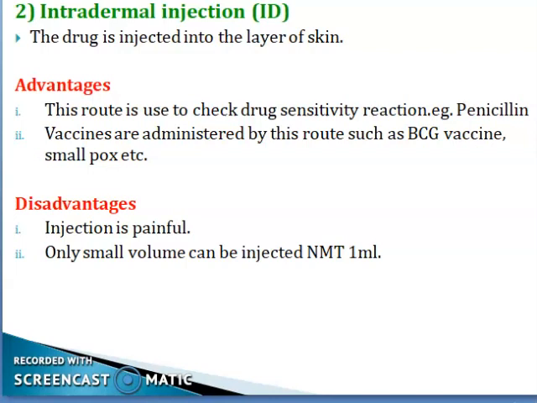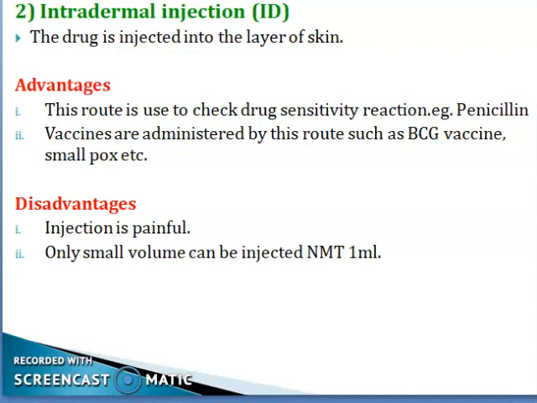These are the drugs, or it is the route where the drug can be given into the dermis layer of the skin. Okay, so the advantages of it are, first one is this route is used to check the sensitivity reaction. This route is majorly used to check the sensitivity reaction, for example penicillin.